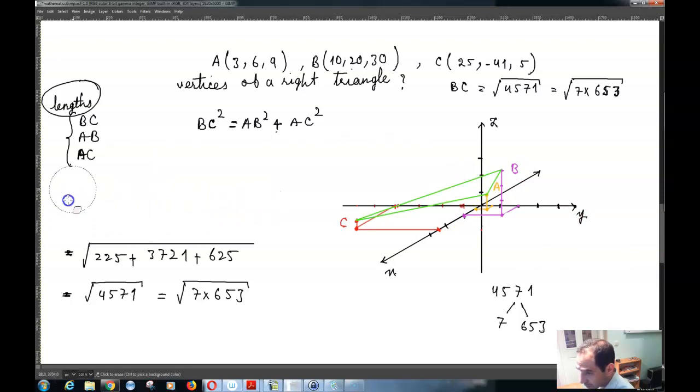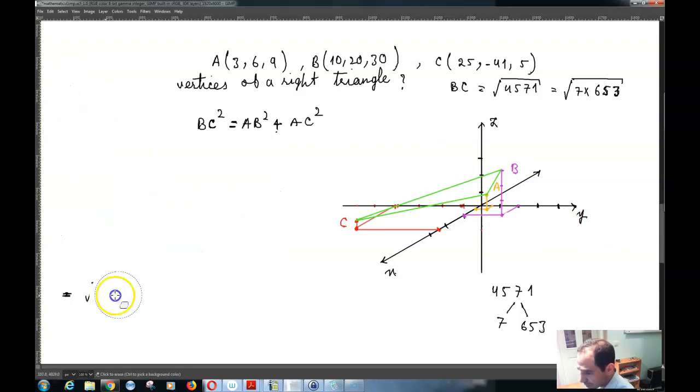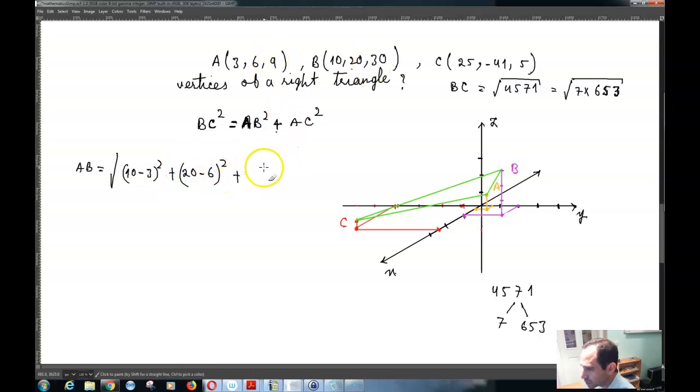Now the next length that we have here: first you have BC and then you have AB. So AB is these 2 points over here. AB would be equal to the square root of (10 minus 3) whole squared plus (20 minus 6) whole squared plus (30 minus 9) whole squared.